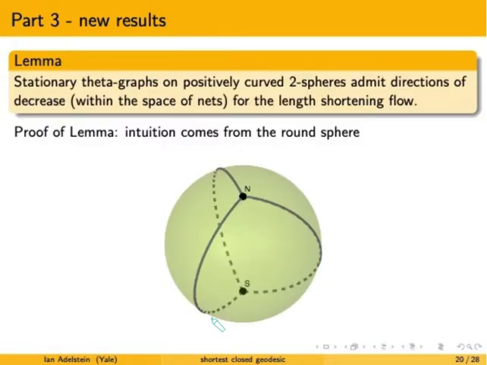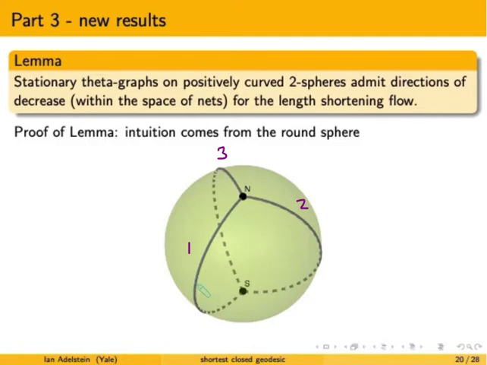I'll say that the intuition all comes from the round sphere. So the round sphere has a positive curvature metric. Here's a stationary theta graph on it. According to the lemma, I should be able to find the direction of decrease. It's not hard. Let me label these edges 1, 2, and 3.